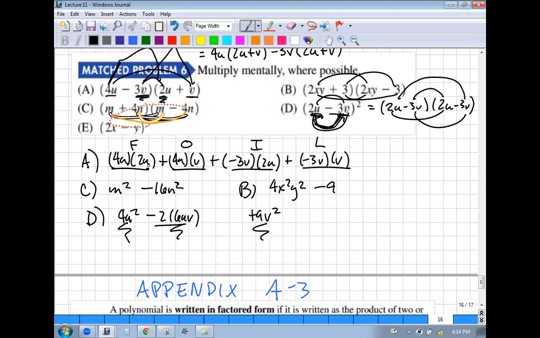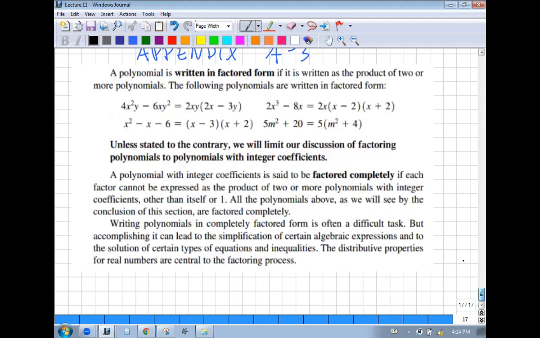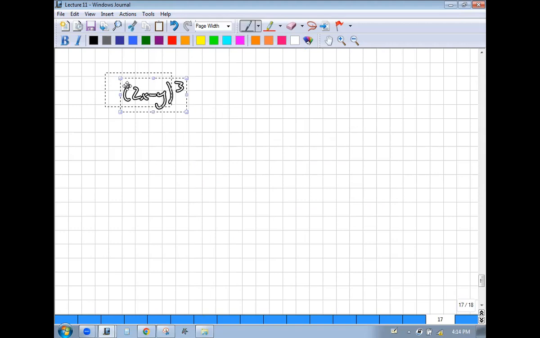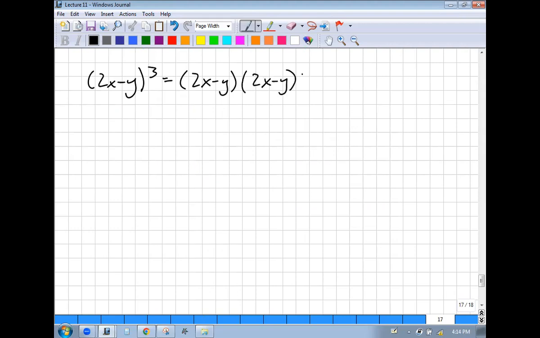Something like this right here, cubed, that's harder. 2x minus y cubed. Well, let's multiply this one out. How would you do that? Well, this is 2x minus y times 2x minus y squared, right? Well, that's 2x minus y times a 2x minus y times a 2x minus y, right? How did you even begin?